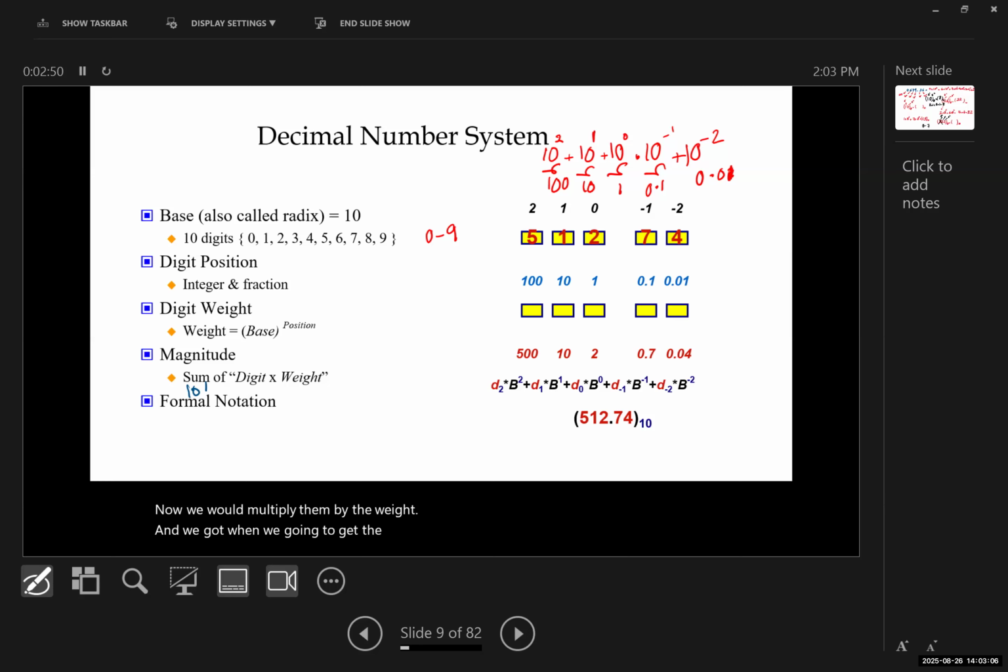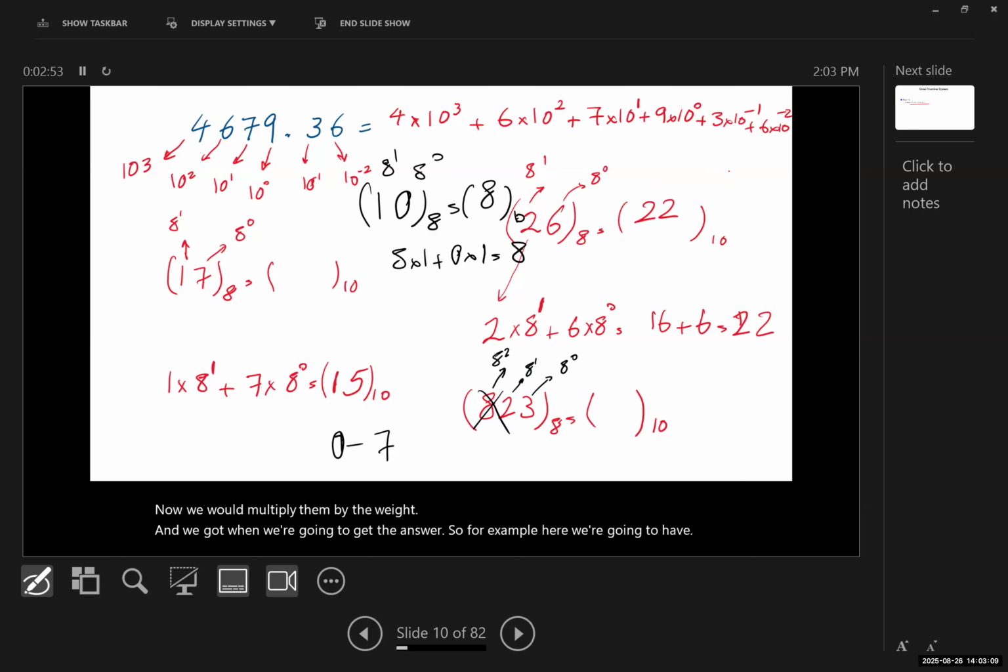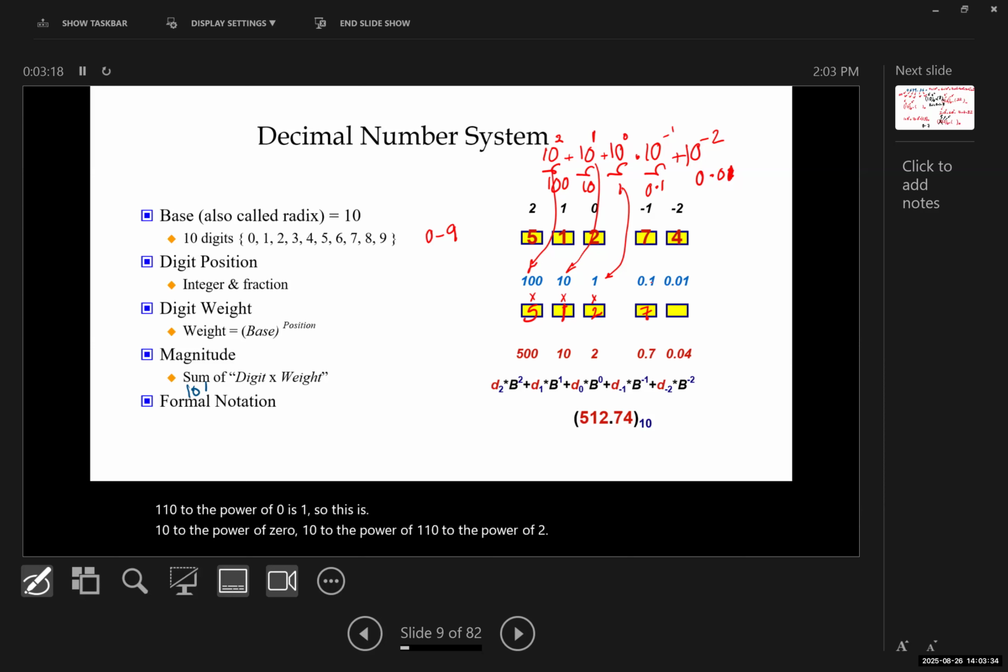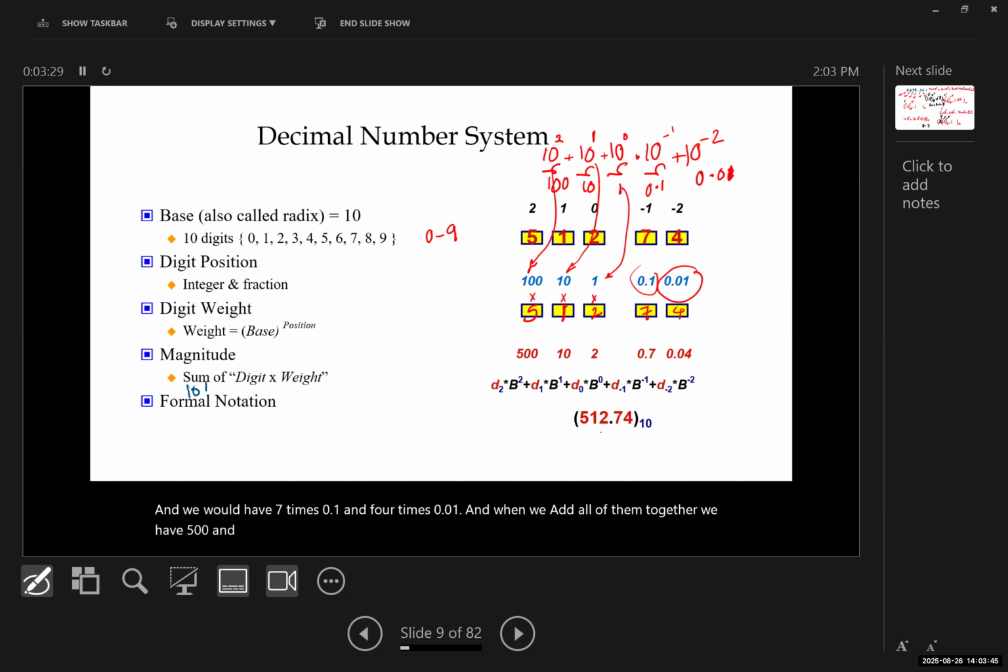So for example, here, I'm sorry, let's go back. We're going to have 5 times 100, and 1 times 10 and 2 times 1. 10 in the power of 0 is 1. So this is 10 in the power of 0, 10 in the power of 1, 10 in the power of 2. And we would have 7 times 0.1 and 4 times 0.01. And when we add all of them together, we have 512.74.